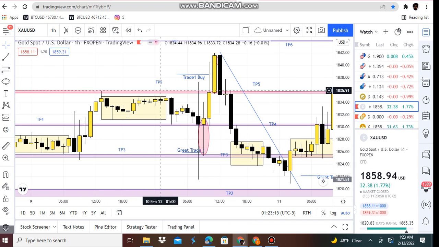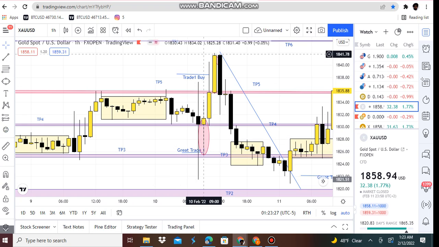Price makes this higher low from take profit 5 all the way down to take profit 3. It actually goes below take profit 3, and then eventually heads back up from take profit 3 at great trade 1 all the way back up to 1841. You could have made the most money at the lowest point, when price makes a low, and then when price makes a higher high, you're in profit the whole time.